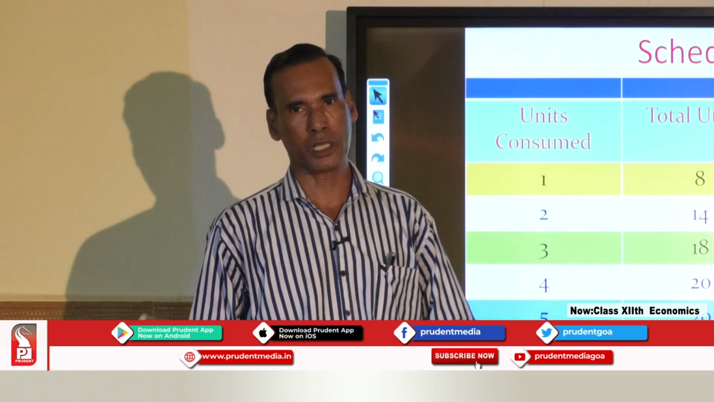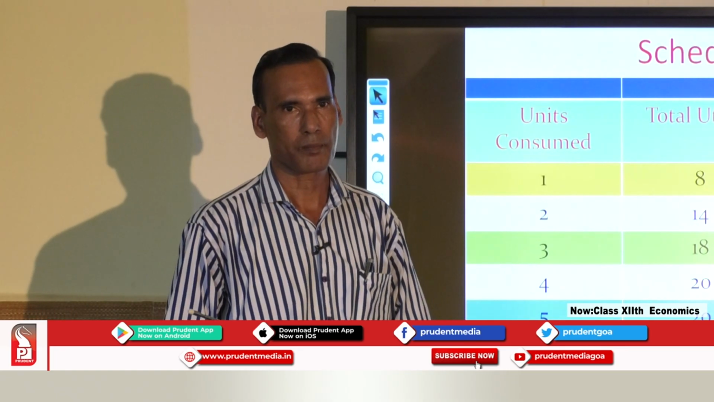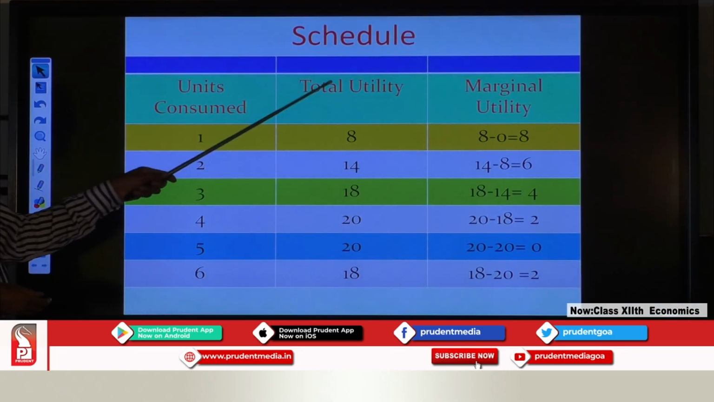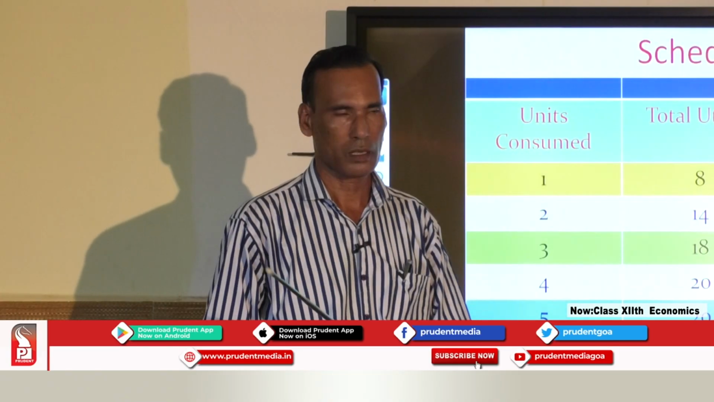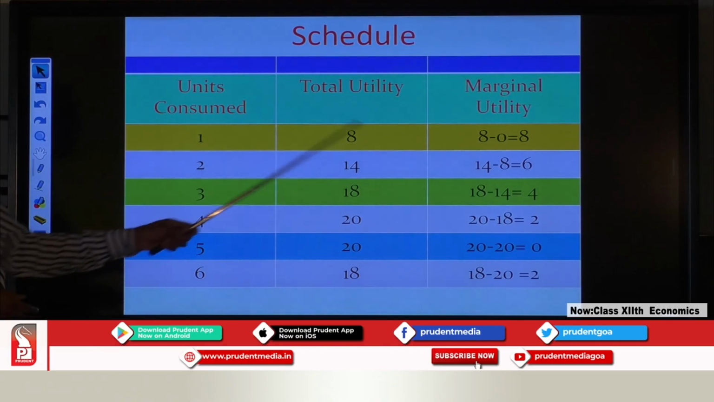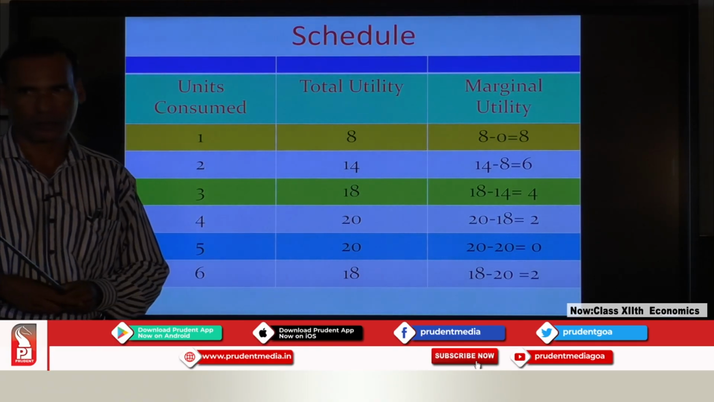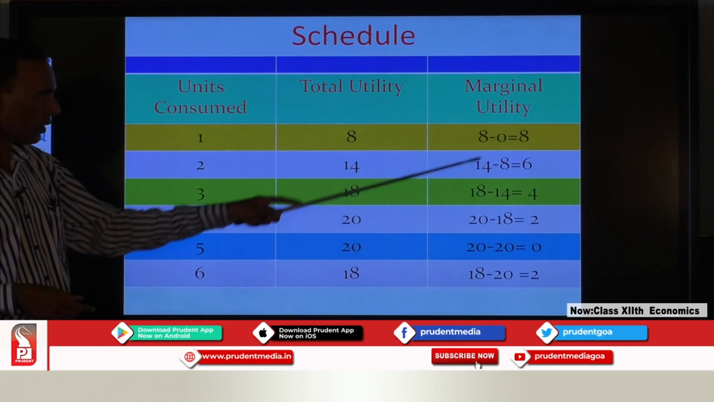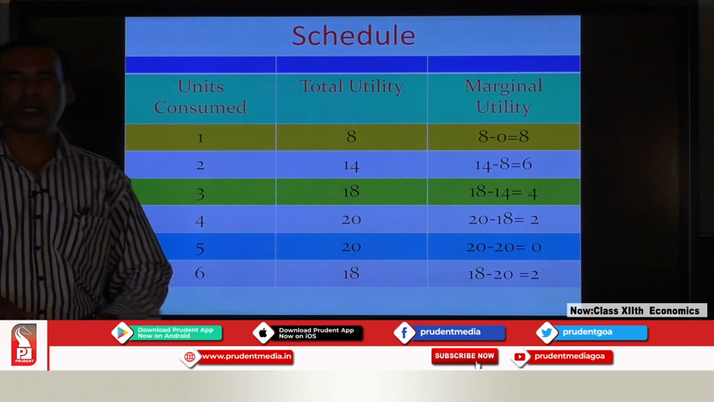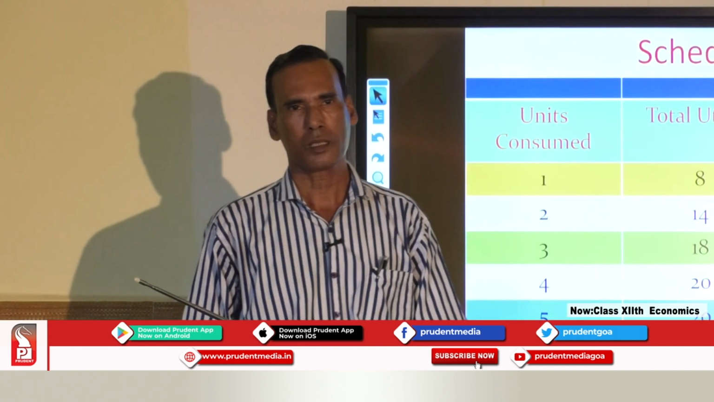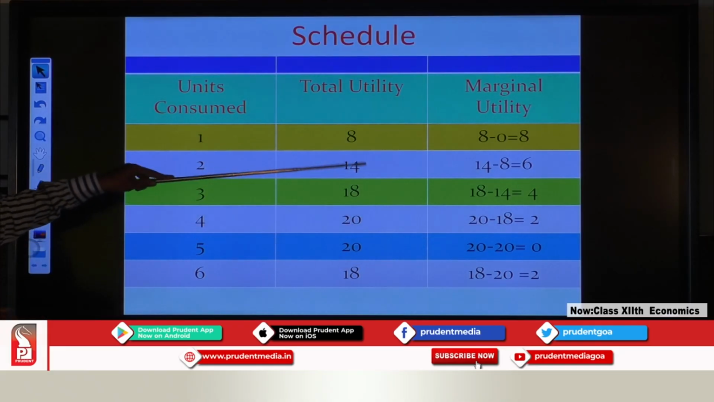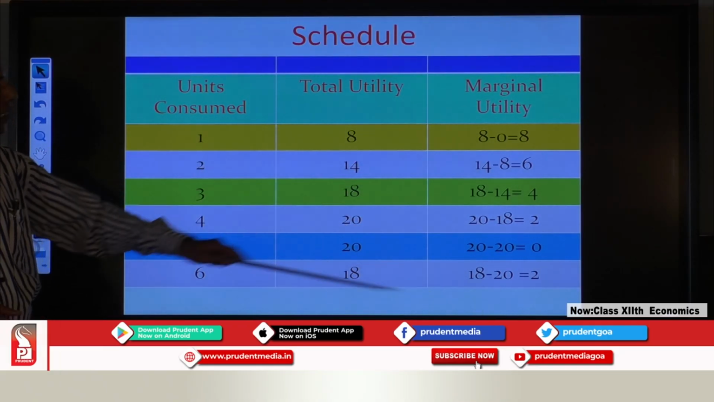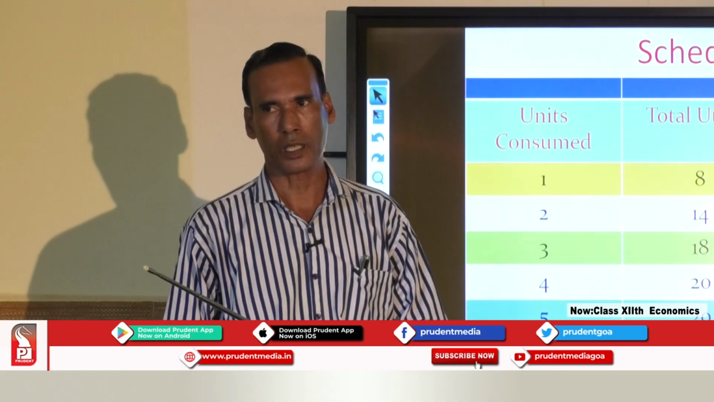Now, from the examination point of view, you need not include total utility in your schedule. Just units consumed and marginal utility. Here also I have shown the calculation for your simplicity. No need of doing the calculation, you can directly calculate by yourself and write the values in the marginal utility column.